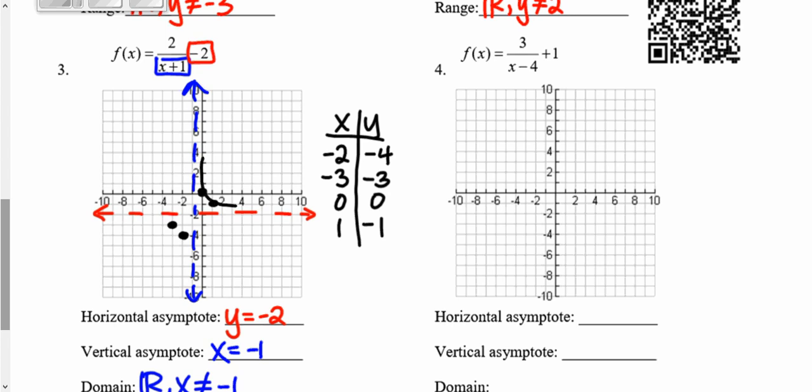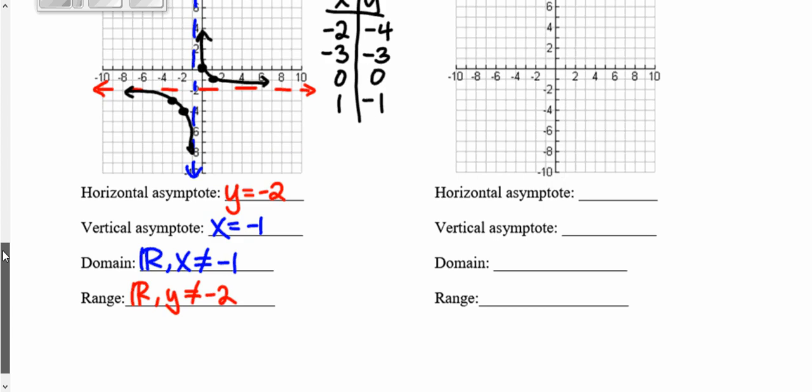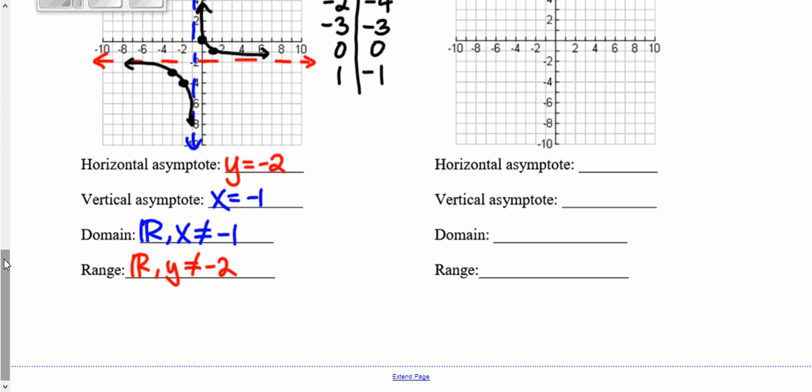And then connect them so it looks like a rational function. Last graphing example, so the last one on the front, your vertical asymptote should be at x equals 4, flipping that sign. So your domain is all real numbers except 4. I'm going to graph that.